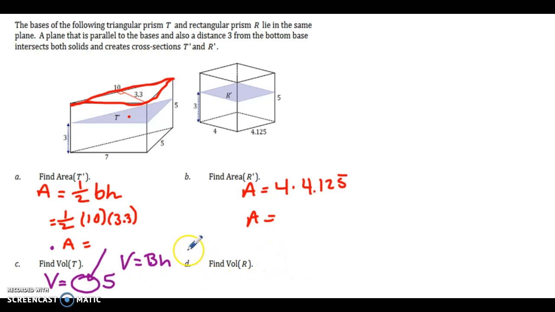And then here you're going to do the same formula, volume equals big B times H. So you're taking this area as your big B, and then times your height, which is 5. Volume equals big B times 5. Whatever you got there, you're putting in here. And that's it.